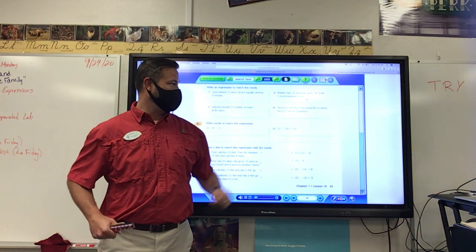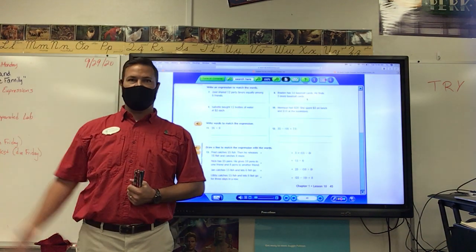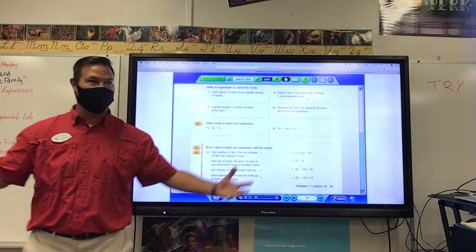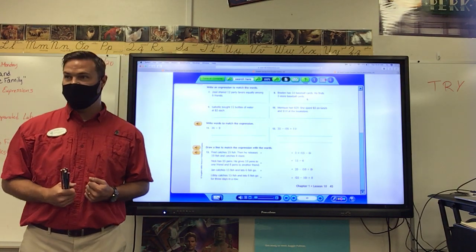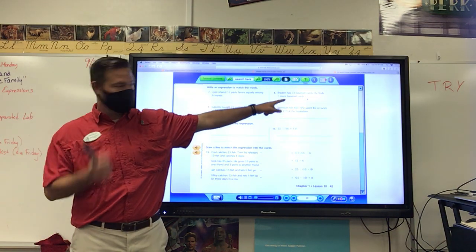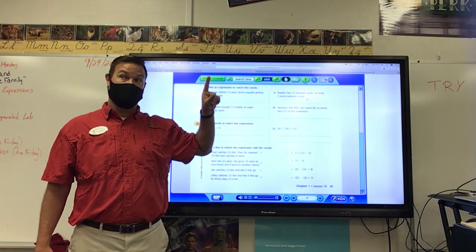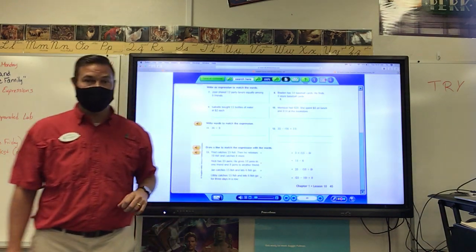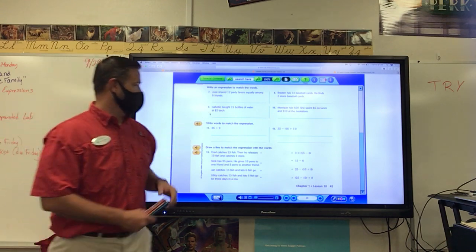How about this one? Braden has 14 baseball cards. He finds 5 more. What's your key word here? Find. If you're finding something, what does that mean you're doing? You're adding. So my numeric expression would be 14 plus 5.